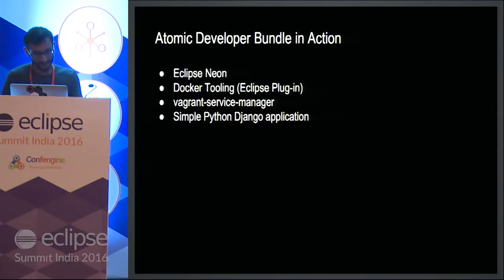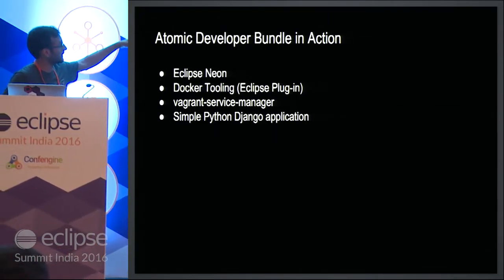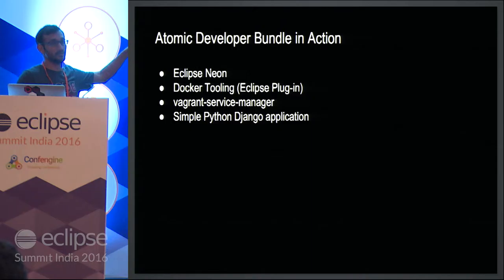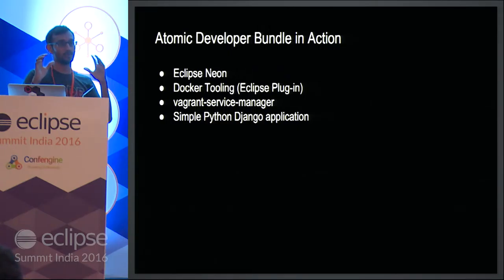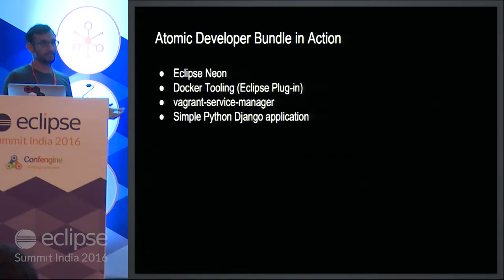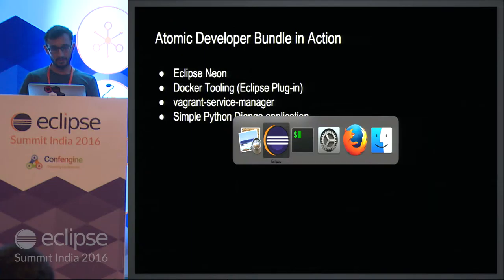So these are the things that you will see for the demo. In the demo, I'm using Eclipse Neon, then the local tooling, the CDK Eclipse plugin, which connects to the local Docker. And then the Vagrant Service Manager is a plugin for Vagrant, which I mentioned, through which we interact with the Vagrant box without even going into the box. And then I have a simple Python Django application, I'll just have one line, and I'll try to manipulate that line and deploy it.